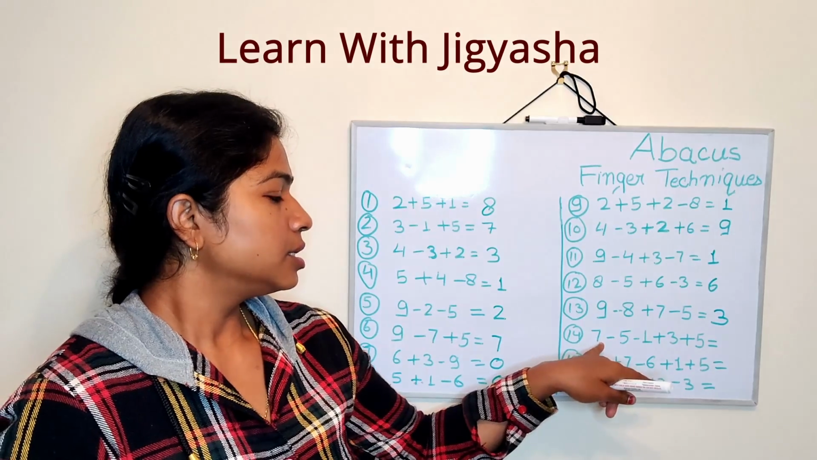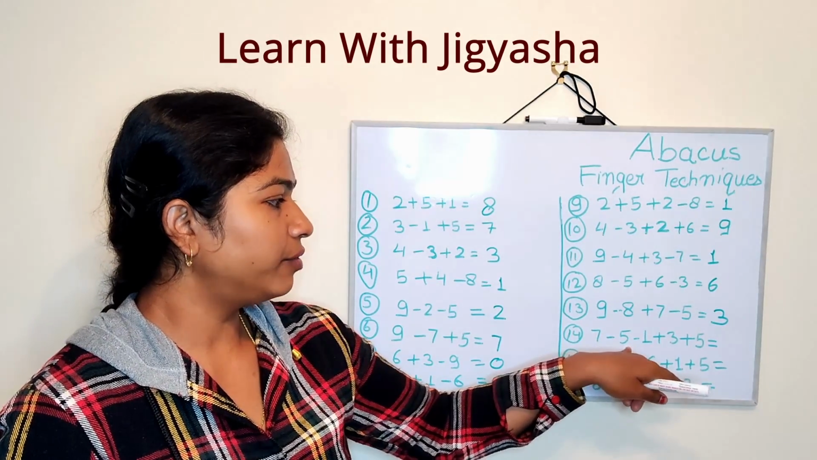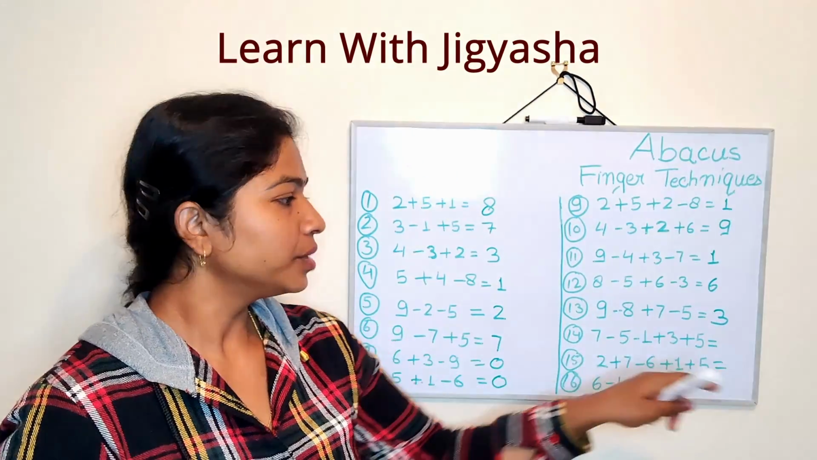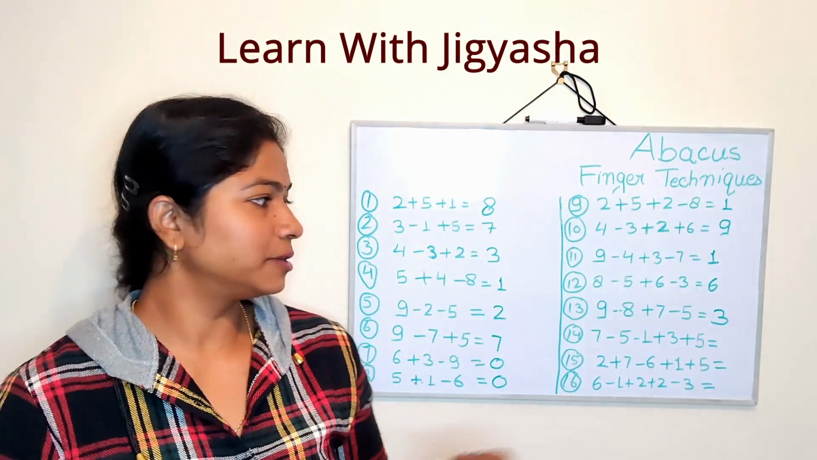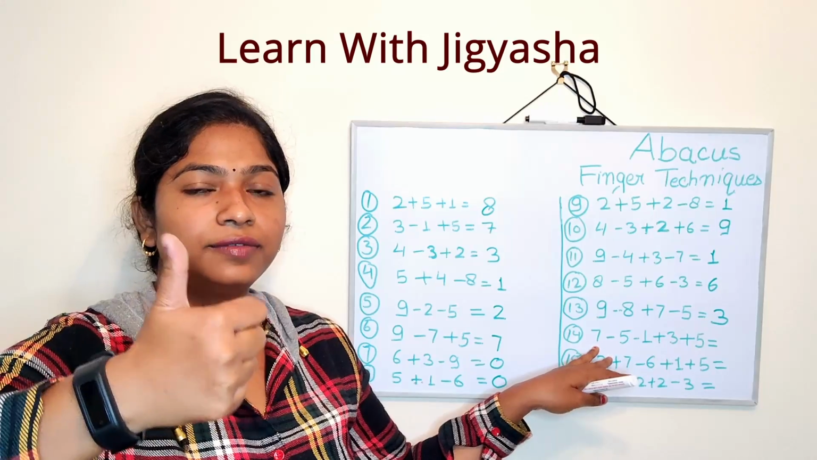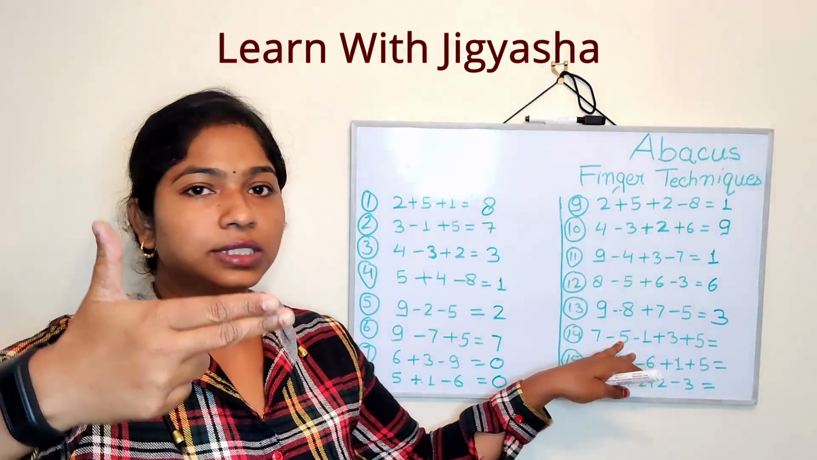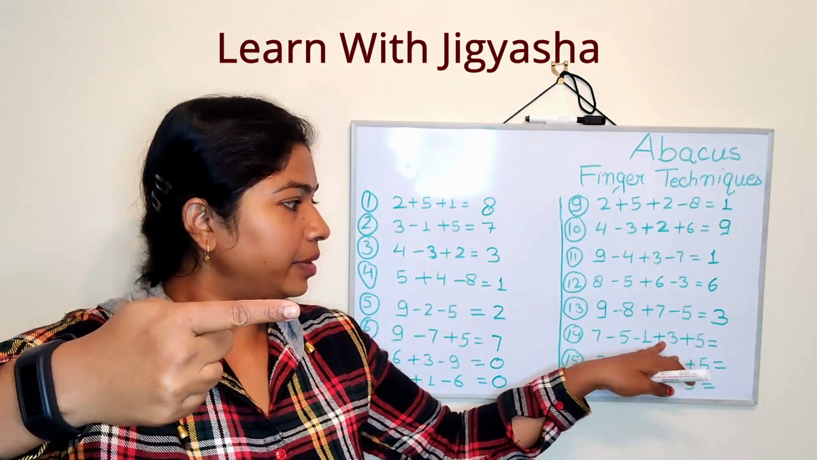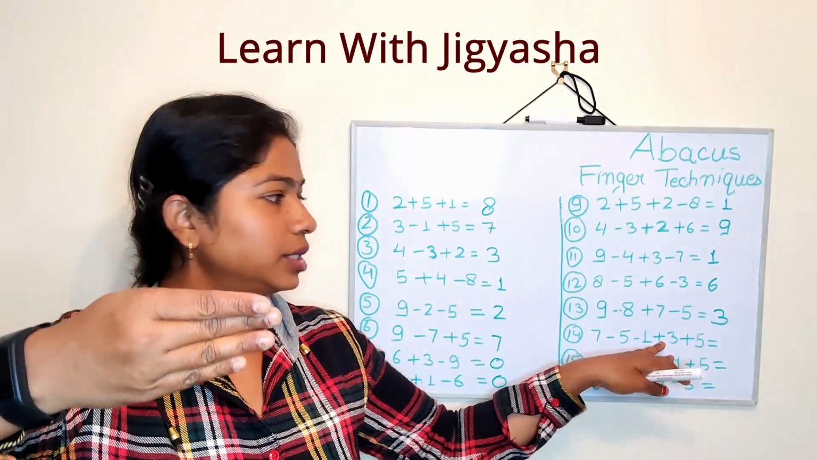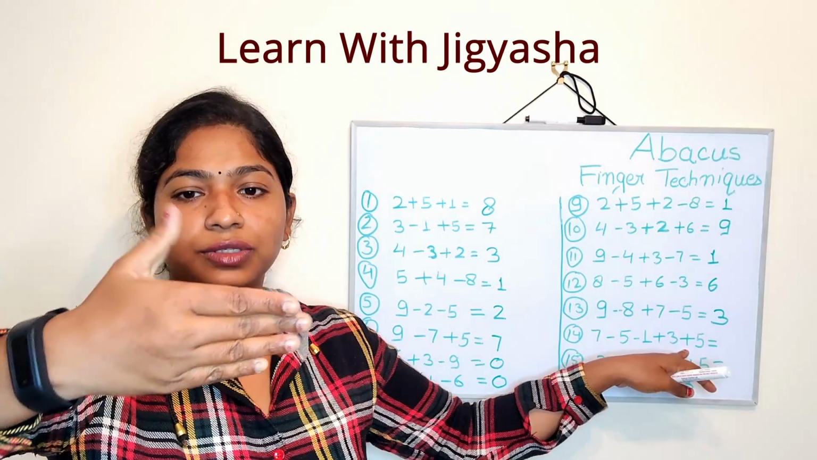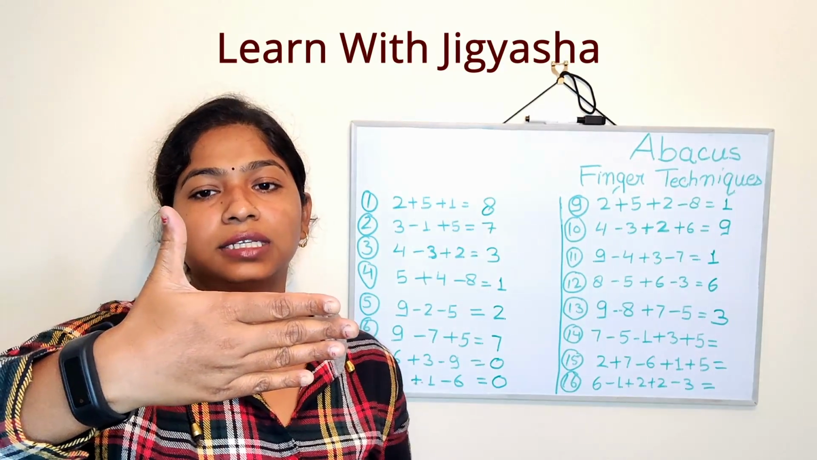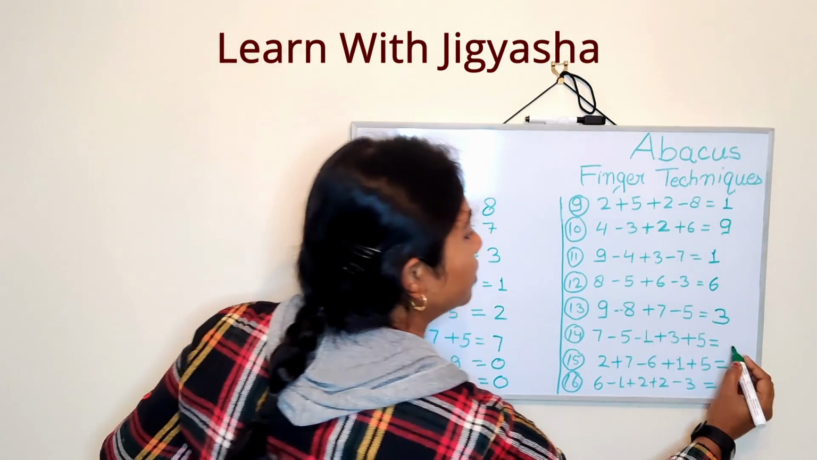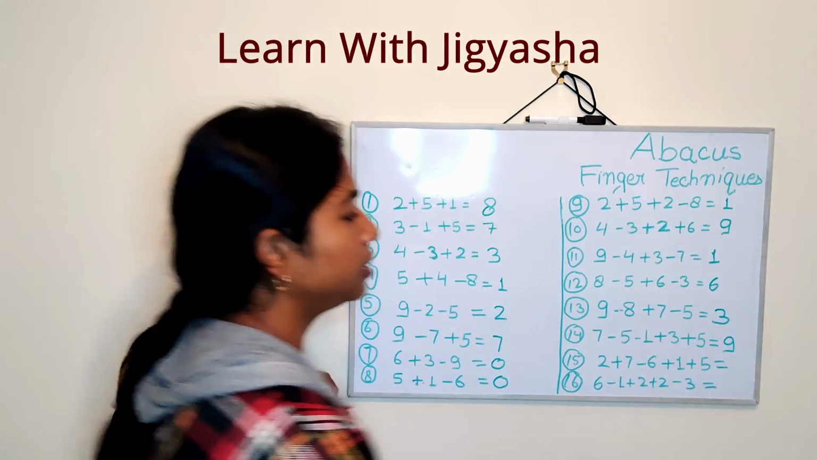Next. 7 minus 5 minus 1 plus 3 plus 5. Right? So, how are we going to solve this? So, 5, 6, 7, minus 5, minus 1, plus 3, 1, 2 and 3, then again add 5. So this is add 5. So what is the answer? 5, 6, 7, 8 and 9. Okay. So I will write down 9 here.